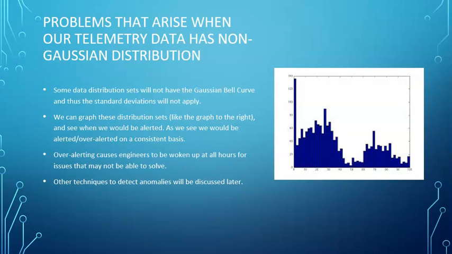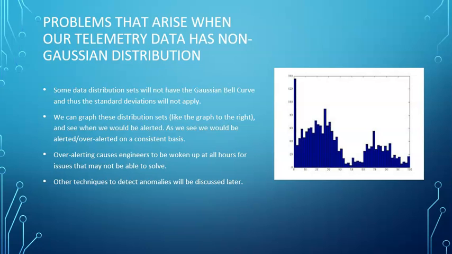So now we're going to have some problems when our telemetry data doesn't have a normal bell curve. What we're going to see is that our normal standard deviations won't apply. The graph on the right, for example, is actually going to show us that we would be constantly alerted. So that's not really helpful to us.